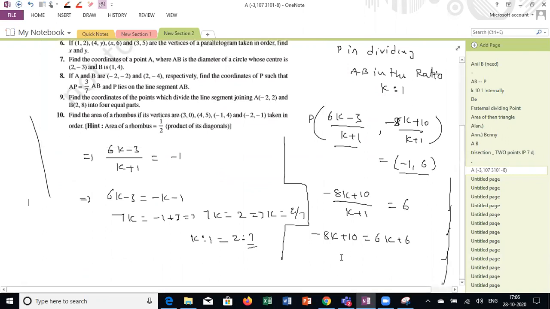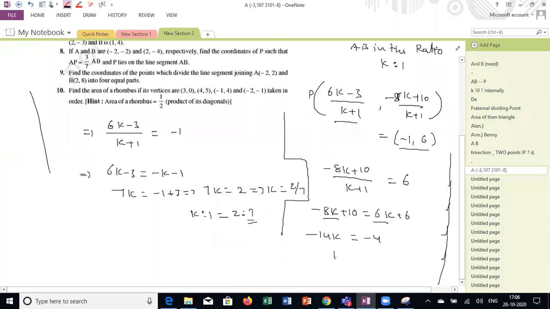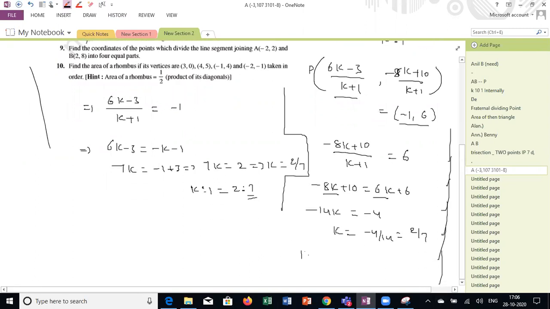What is the answer we are getting here? I am bringing 6k here. Minus 14k is equal to minus 4. K is equal to minus 4 by 14, that is 2 by 7. So we are getting k is to 1 is equal to 2 is to 7.